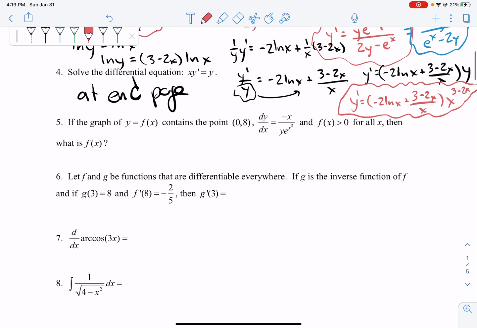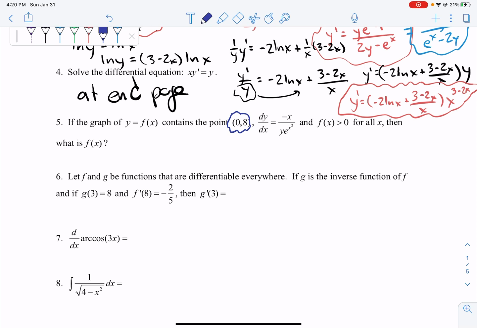Okay, number 5. We'll switch colors here a little bit. If the graph of y equals f of x contains the point (0, 8), so there is an initial condition right there, dy/dx equals negative x over y e raised to the x squared, and f of x is greater than 0 for all x, then what is f of x?